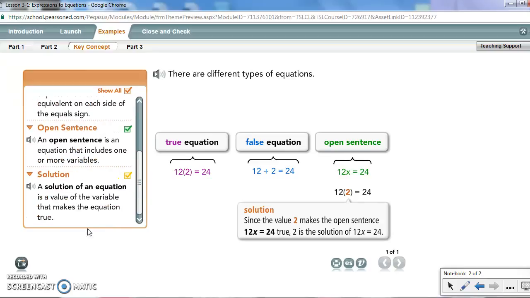A solution of an equation is a value of the variable that makes the equation true. So here, the value 2, because 12 times 2 equals 24, makes this open sentence a true statement or true equation. 12 times 2 equals 24, so 2 is the solution of 12x equals 24. So let's go on to part 1.